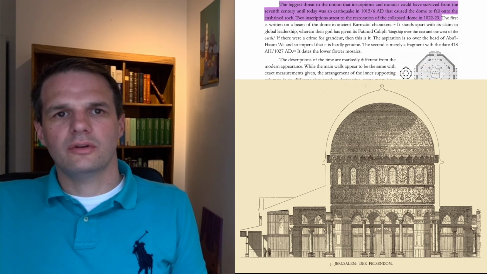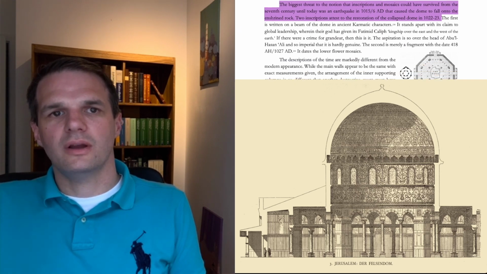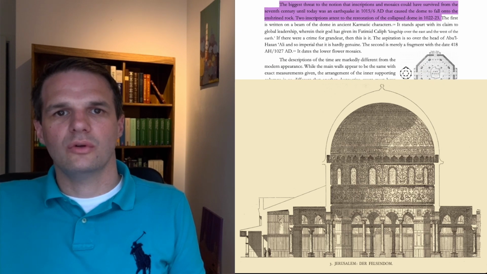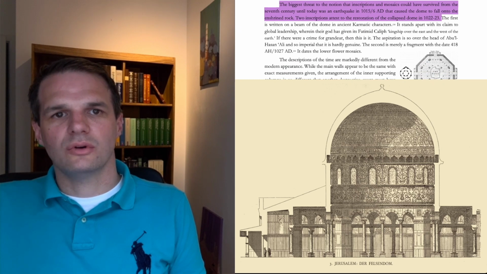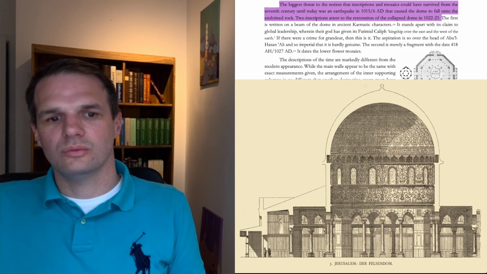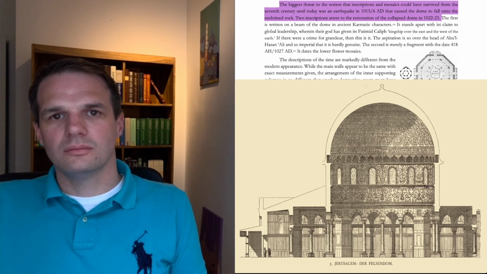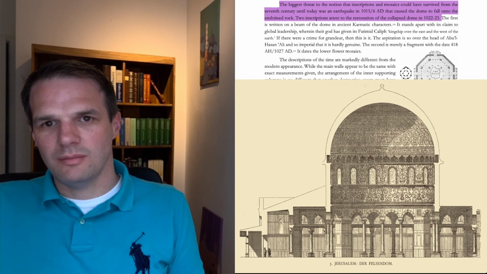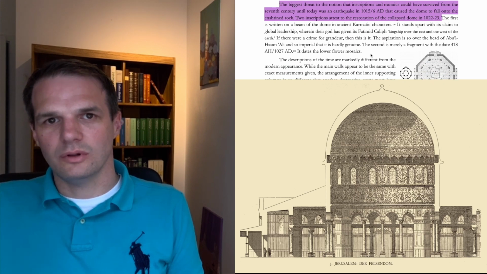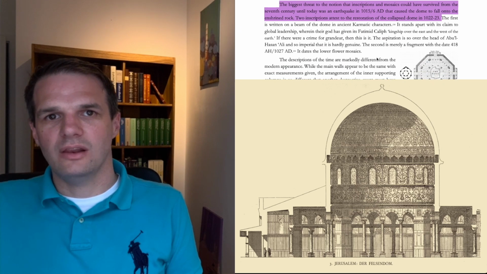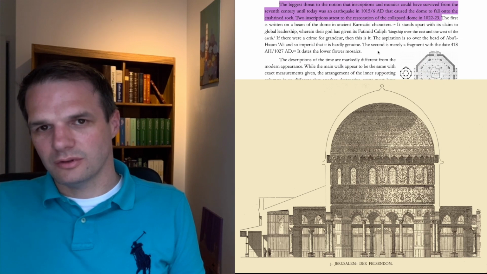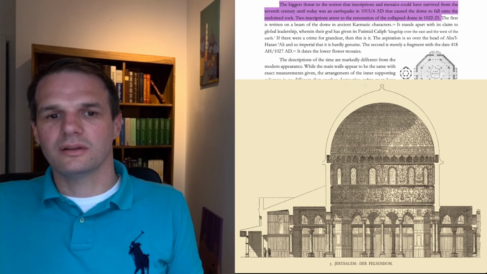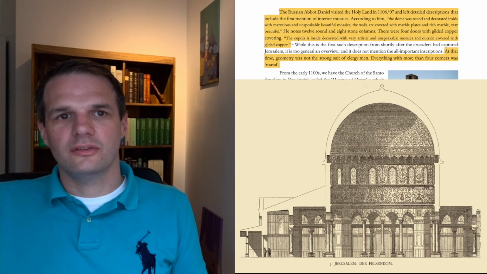Yeah, so the biggest threat to the notion that inscriptions and mosaics could have survived from the 7th century until today was an earthquake in 1015 that caused the dome to fall onto the enshrined rock. 2 inscriptions attest to the restoration of the collapsed dome in 1022. Yes, there was damage, but he makes it sound like the whole thing collapsed. He says collapsed and fell onto the rock. That's not what happened. Yes, there was damage, and yes, it was repaired. So, now here, this is interesting again.